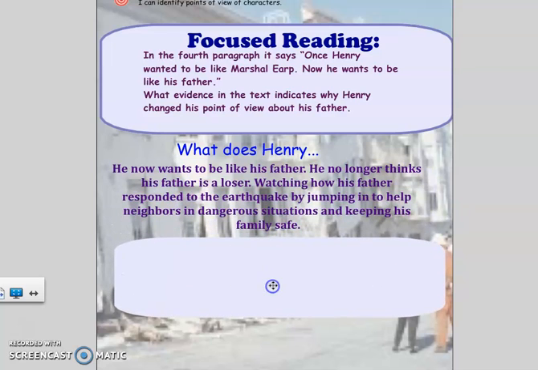It says he now wants to be like his father. He no longer thinks his father is a loser. Watching how his father responded to the earthquake by jumping in to help neighbors in dangerous situations and keeping his family safe.